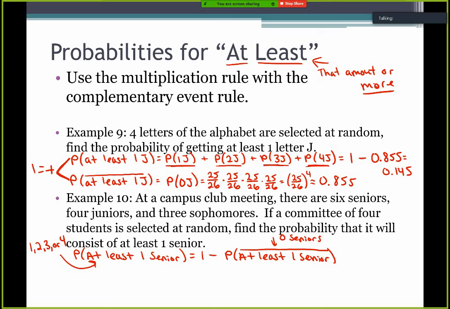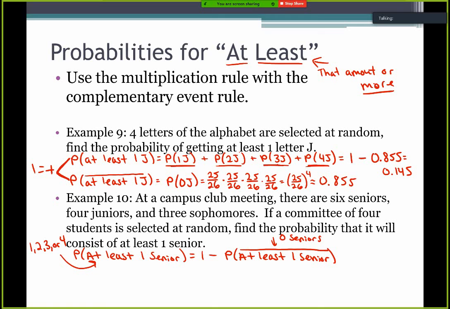Now, Sally, if I want to, can I find 1 senior, and then 2, and then 3 and 4, and add them all together? You can, sure. You'll get the right answer. It's going to take you a whole lot longer than doing the complement way, but you can.